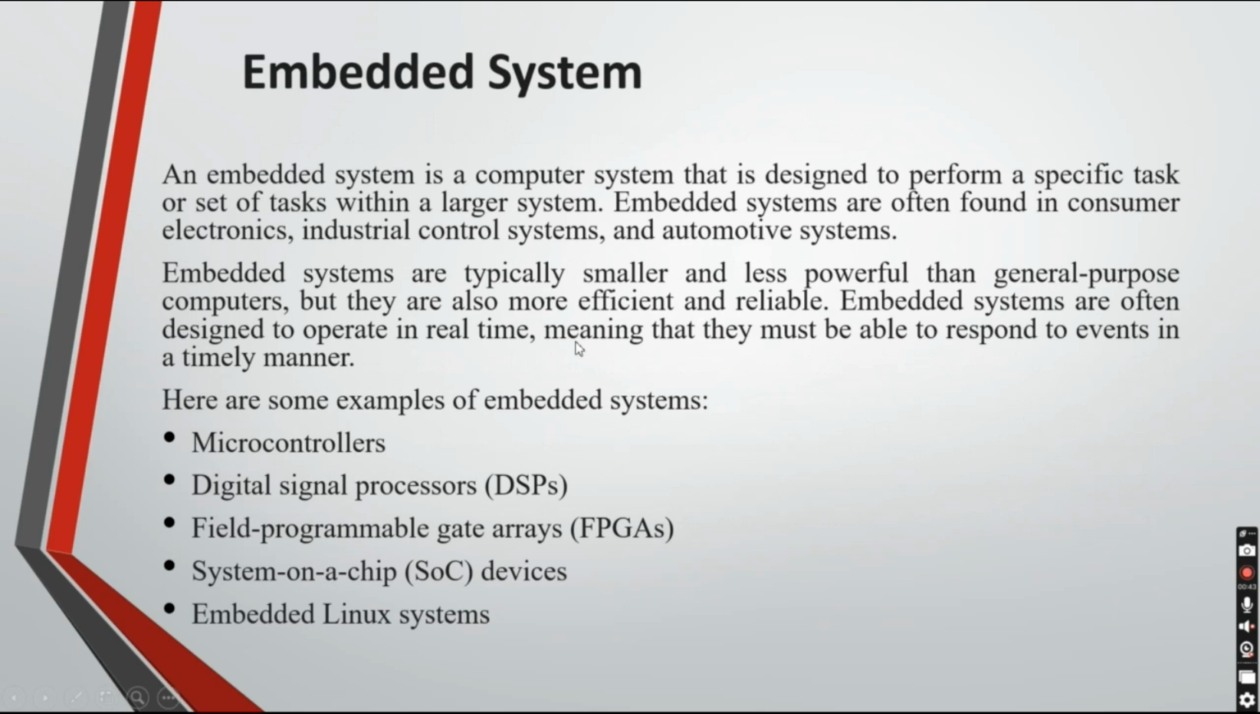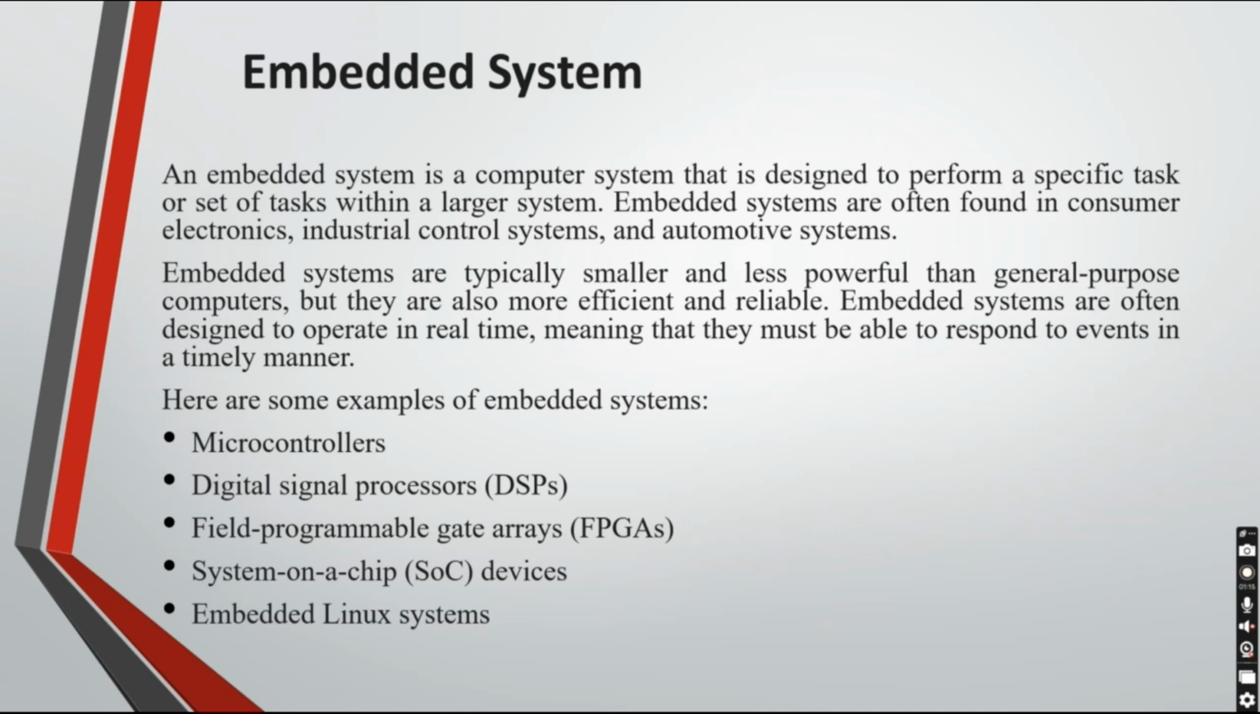Then, what is an embedded system? An embedded system is a computer system that is designed to perform a specific task or a set of tasks within a larger system. Embedded systems are often found in consumer electronics, industrial control systems, and automotive systems. Embedded systems are typically smaller and less powerful than general purpose computers, but they are also more efficient and reliable.